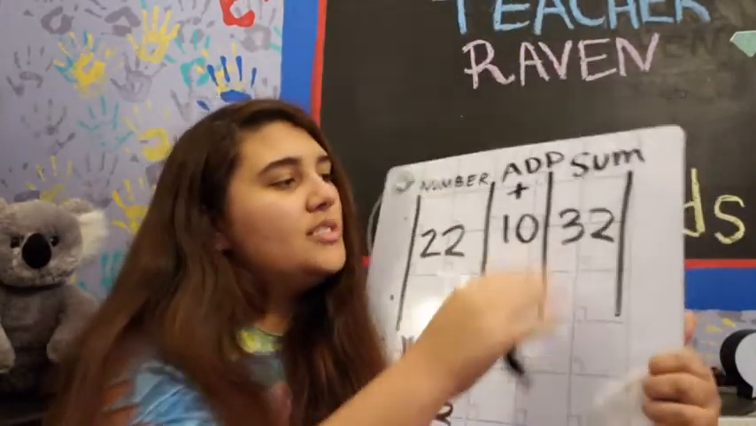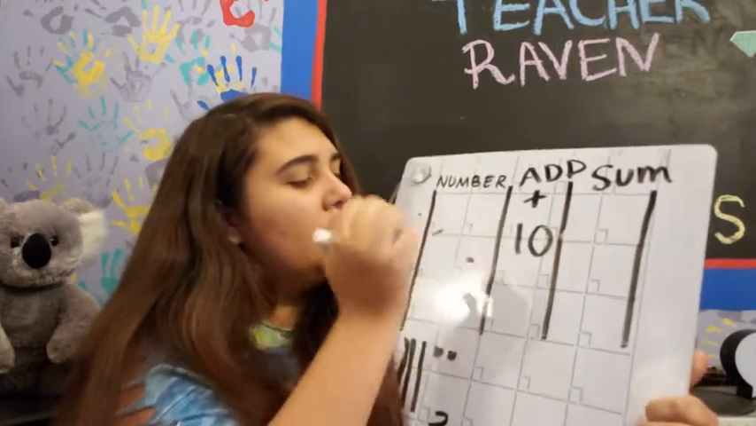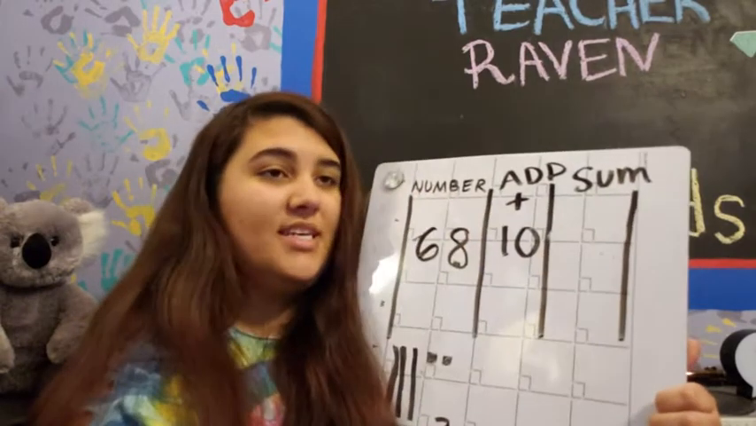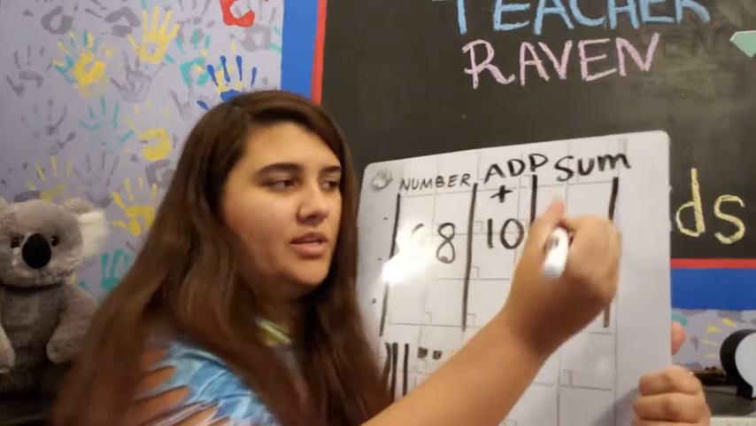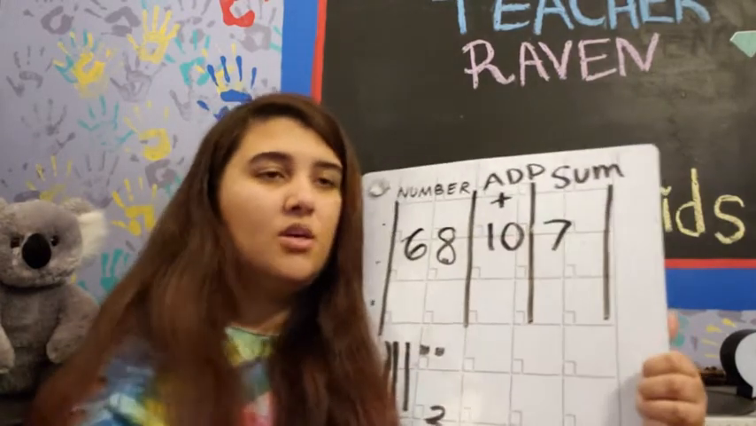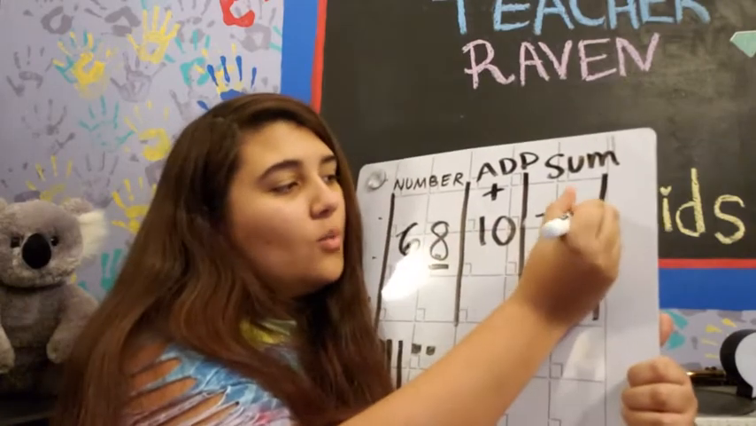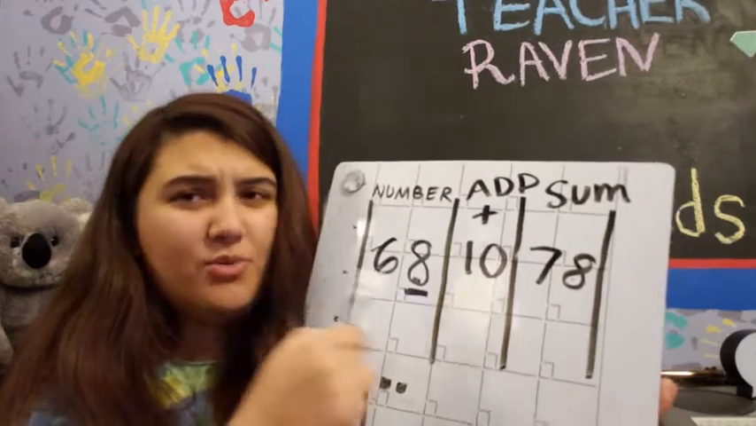So let's do different numbers now. So let's do 68 plus 10. Which number is going to go up? The tens. Which number is going to stay the same? The ones. And maybe do that a couple of times so they really understand.